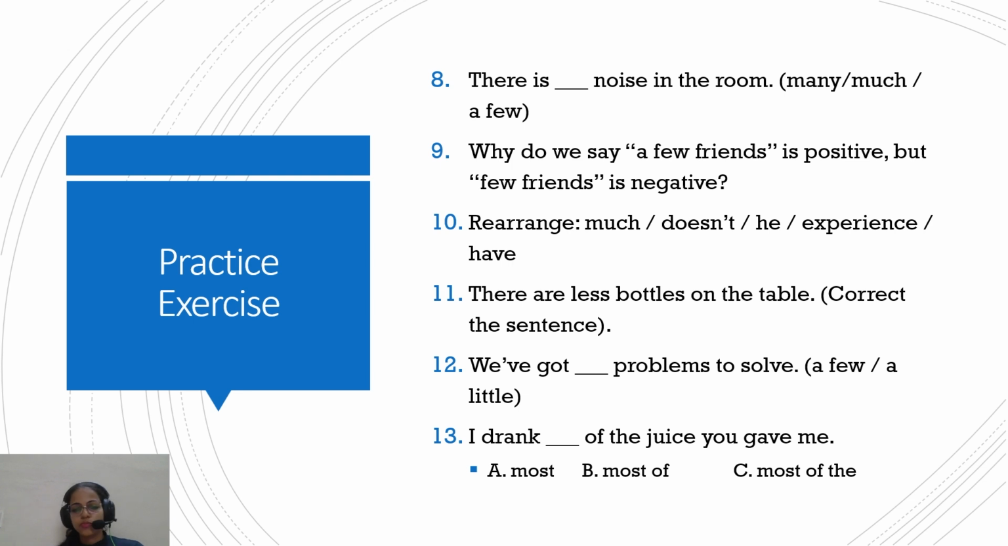So few. We've got dash problems to solve. A few, a little. So we will again look at the noun. What is the noun? Problems is a countable noun. So we will say a few because little is used for uncountable. I drank dash of the juice you gave me. Most of the juice, because of the is anyway written here. So we choose option A, most. Most of the juice you gave me.